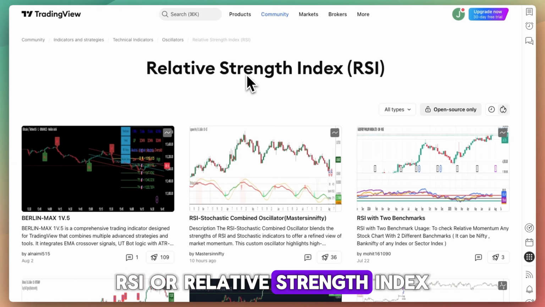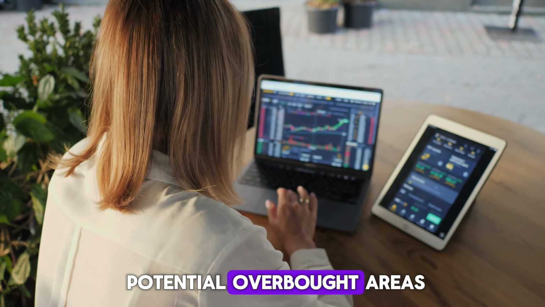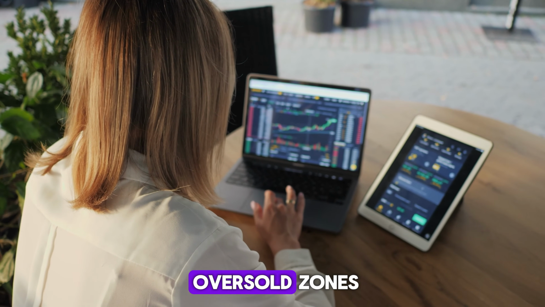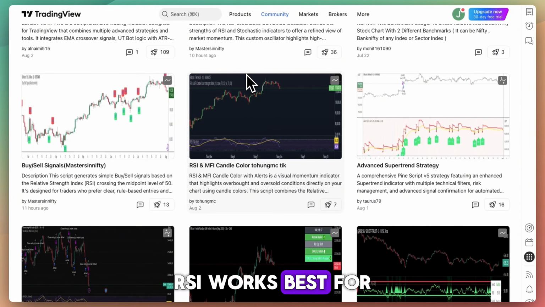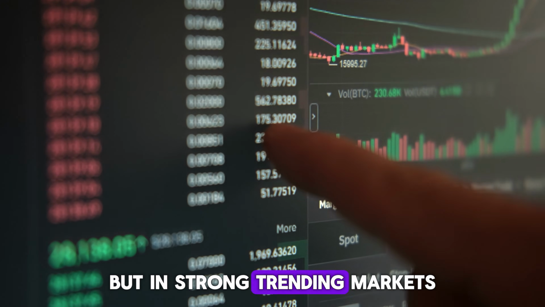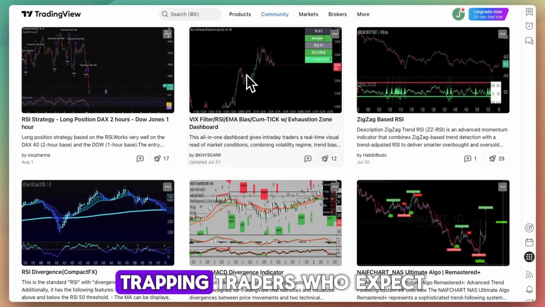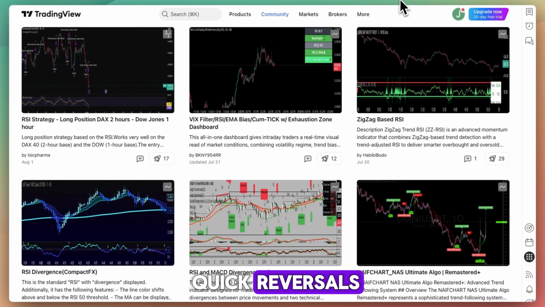RSI, or Relative Strength Index, measures momentum in overbought or oversold conditions. Readings above 70 suggest potential overbought areas, while below 30 point to oversold zones. RSI works best for spotting reversals or confirming trend strength, but in strong trending markets, it can stay overbought or oversold for a long time, trapping traders who expect quick reversals.